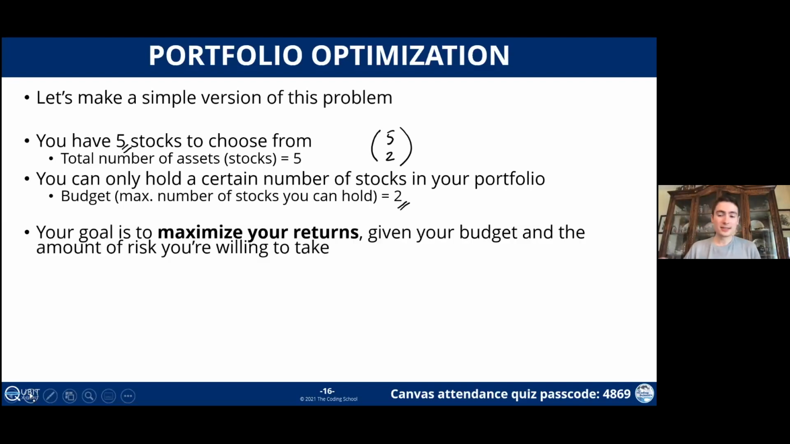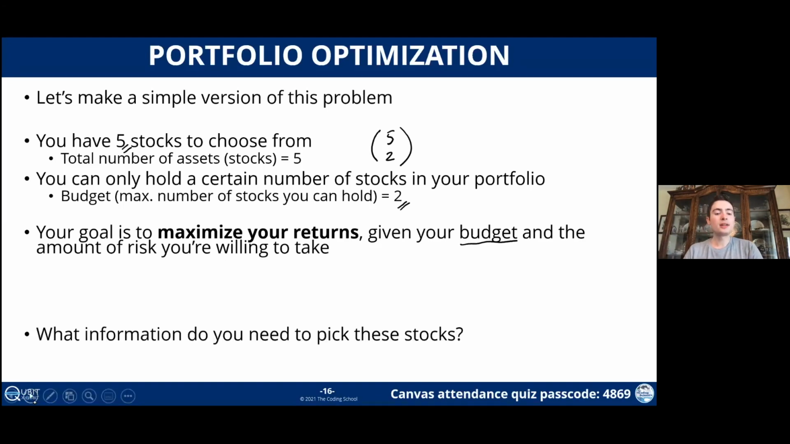Okay, so given this, the problem statement is still the same. Our goal is to maximize our returns given the budget. In this case, by the way, budget just means how many assets you can hold. So it's 2. And the amount of risk you're willing to take. So we'll have some number to quantify risk in this case as well.